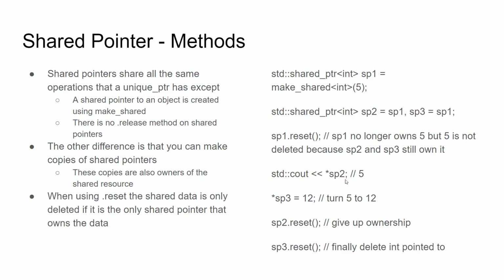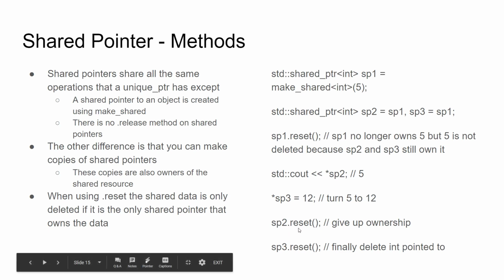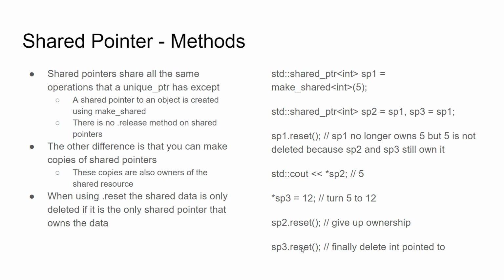So if I print out sp2, you'd see 5. If I do *sp3 = 12, it's going to turn that 5 into a 12. And sp2 would also see that this change has happened, because they're pointing to that same object. If we do sp2.reset, sp2 gives up ownership, but it's still not deleted until finally sp3 gives up ownership. Now nobody owns this object, and so it gets deleted. Any questions here?